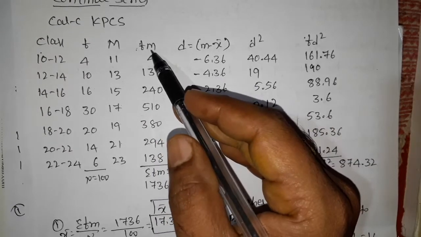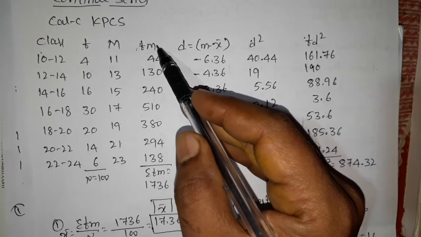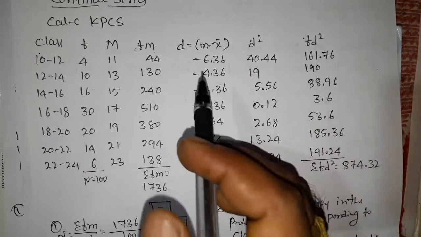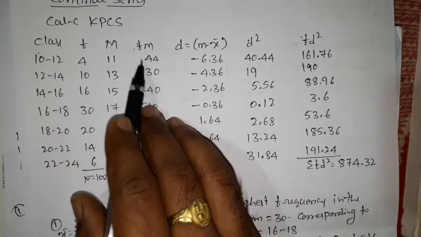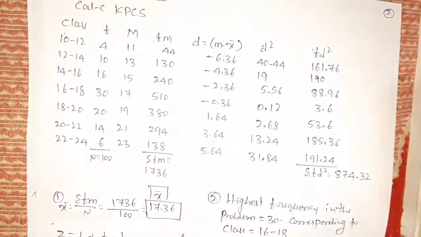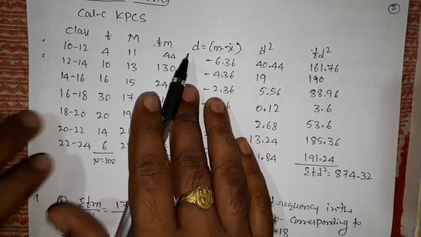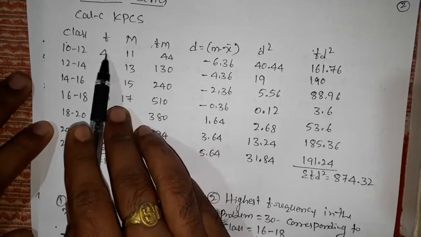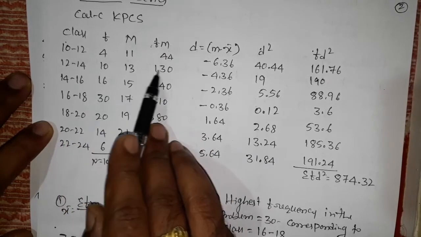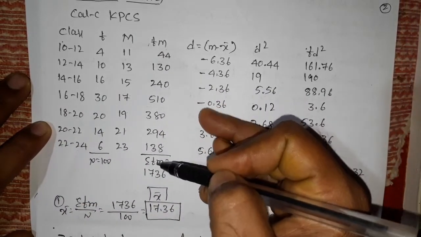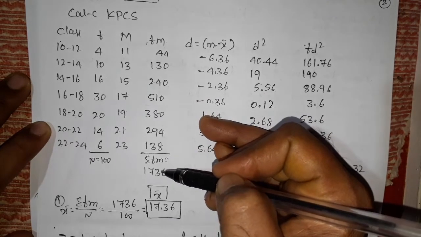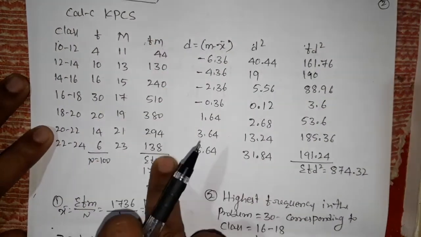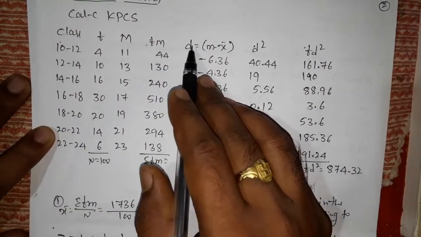Then go for the FM. The class differences are there. F into M is the FM. F is 4, M is 11, so 44. 10 into 13 is 130, and so on. You need to do all these, then you will get sigma FM as 1736. After finding FM, go for the D.